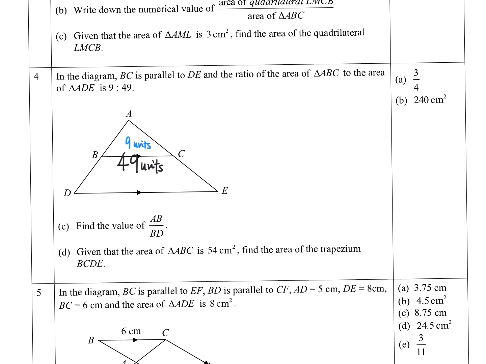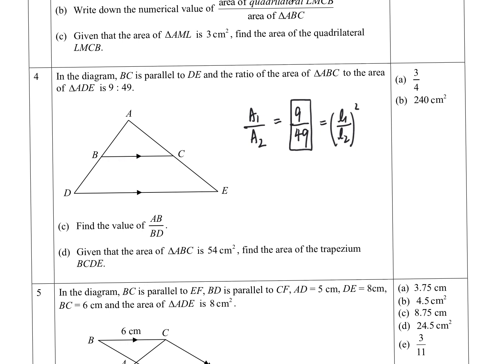Okay, so we work backwards. Now they give me area 1, area 2, it's 9 over 49. But I know (L1 over L2) squared gives me this. So you take a square root, a length. So you need to pick a pair. Why I put this, because it's a shortcut. So this one is L1. The longer one, the bigger triangle, is L2.